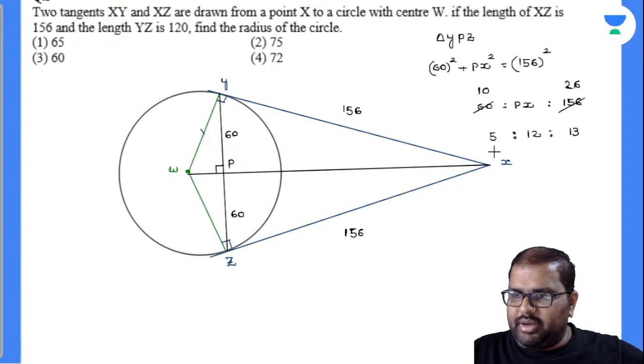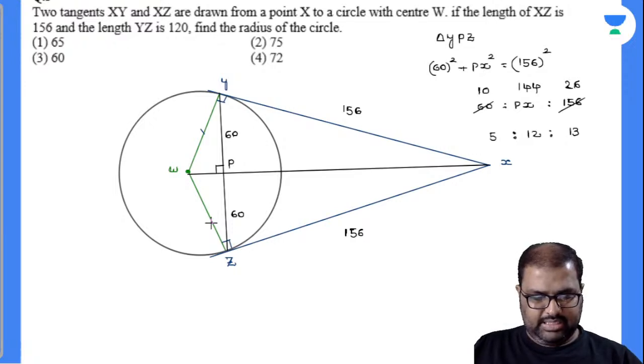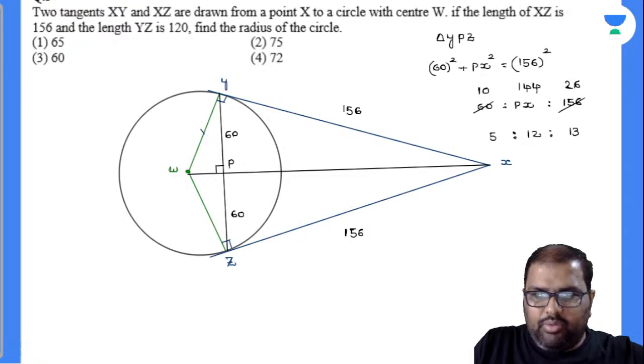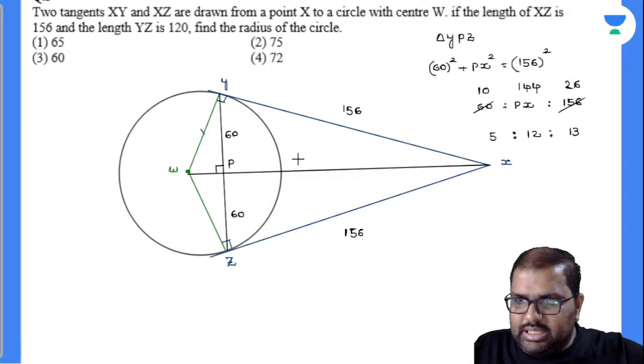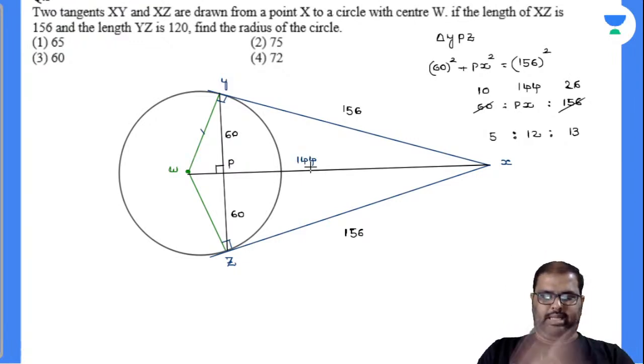So what is the common factor to become 60? I have multiplied by 12. So this value will be 144. Am I right or wrong? 13 into 12 will be 156. Perfectly done. And what is my P now? My PX value is nothing but equal to 144.